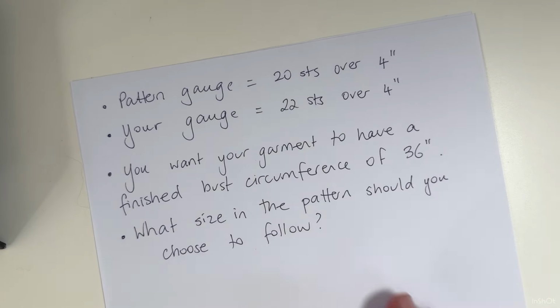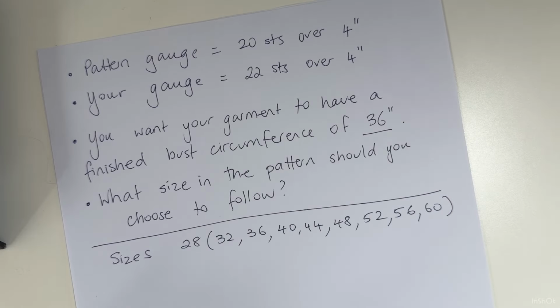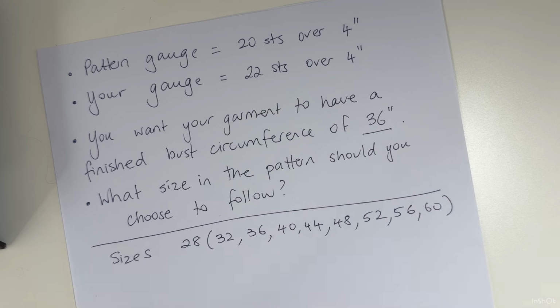So imagine you want to make a sweater and the pattern gauge is 20 stitches over 4 inches, but your gauge is 22 stitches over 4 inches, so you don't match gauge. And imagine you wanted to make a garment that had a finished bust circumference of 36 inches. What size in the pattern should you choose to follow? Now imagine in your pattern these are the sizes available, and these sizes refer to the finished bust circumference, and you want your finished bust circumference to be 36 inches.